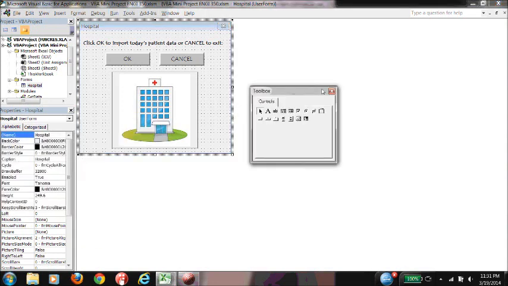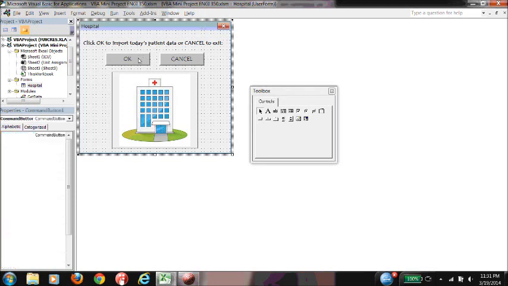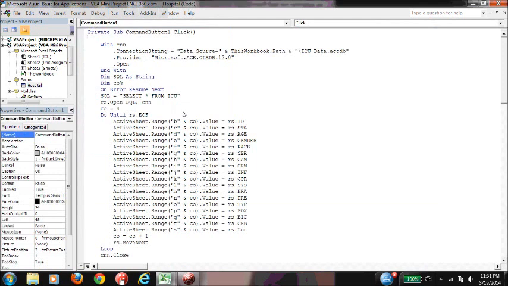Now we're going to go ahead and just look over briefly some of the VBA code that was used for this project. First, you can see here one of the user forms that was implemented into this project. If we view the code for this, we can see how clicking OK pulled the access information from that file that the patient information was in to the spreadsheet.